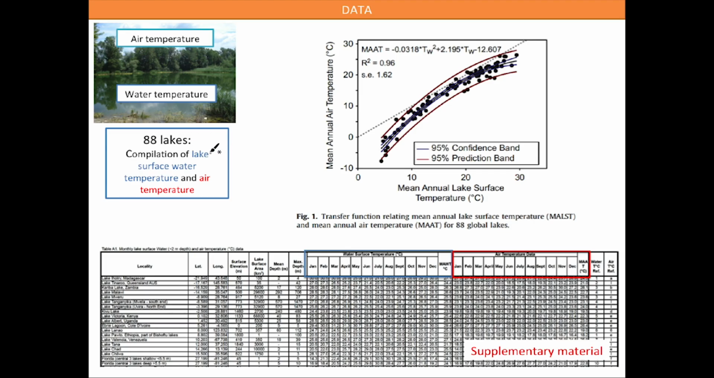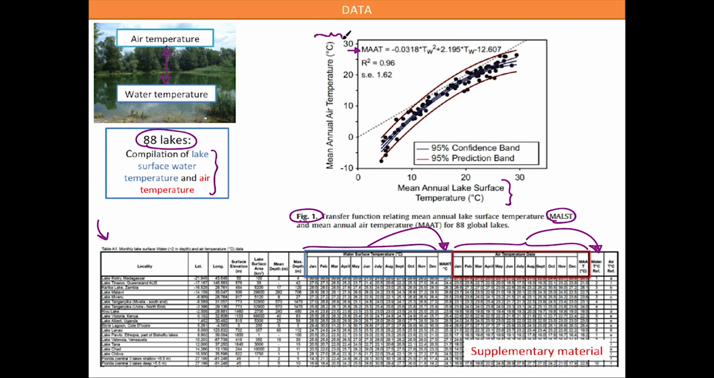They compiled monthly lake surface temperature data from 88 lakes across the globe to relate seasonal water temperature data to mean annual air temperature. In the supplementary data, they present monthly water surface temperature and air temperature data for each of the lakes. Based on them, they calculate the averaged mean annual lake surface temperature and the mean annual air temperature. They plotted this data in Figure 1 of the paper. They found this transfer function relating mean annual lake surface temperature, MALST, and mean annual air temperature, MAAT.